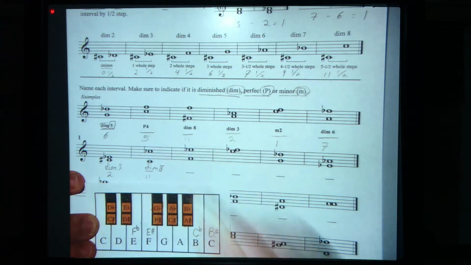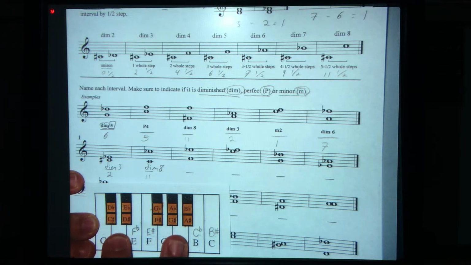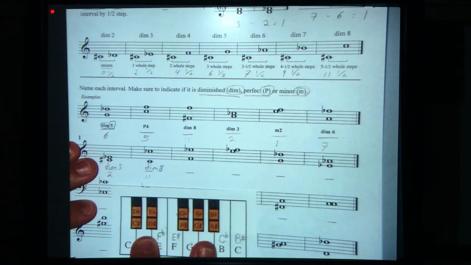or a diminished eighth. D-I-M, 8. Check it out. Diminished eighth. Diminished eighths always have a look to them that's closest to an octave. It looks like an octave, but one of the notes will have an accidental, a flat or a sharp. Okay?